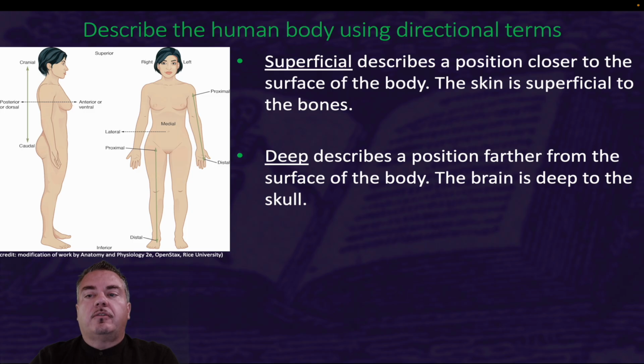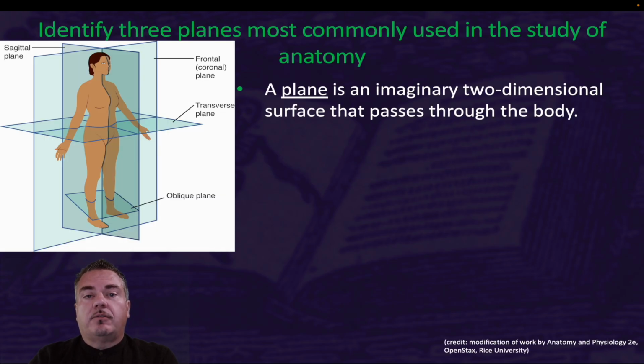Superficial describes a position closer to the surface of the body. For example, your skin is superficial to your bones. Deep describes a position farther from the surface of the body. For example, the brain is deep compared to your skull. We also need to understand the three planes most commonly used in the study of anatomy. So first, a plane is an imaginary two-dimensional surface that passes through the body.